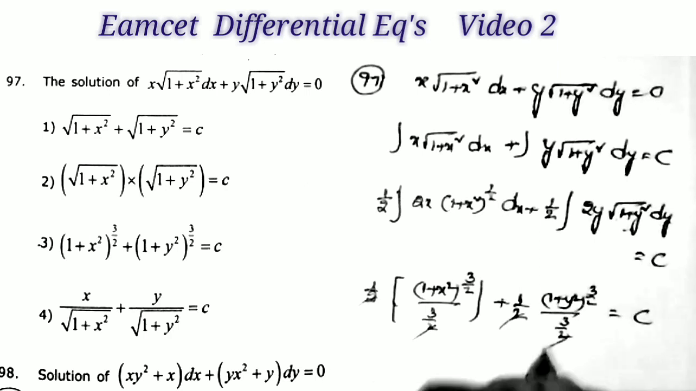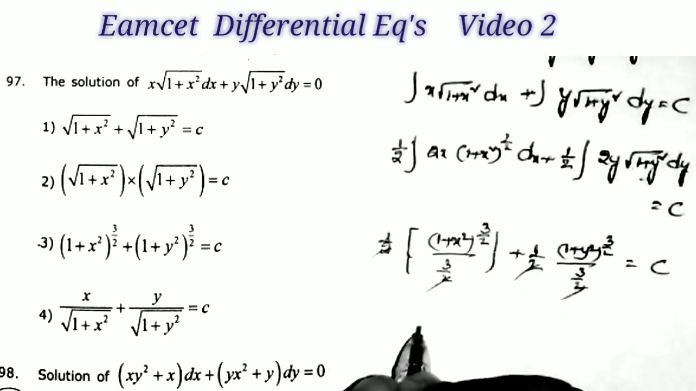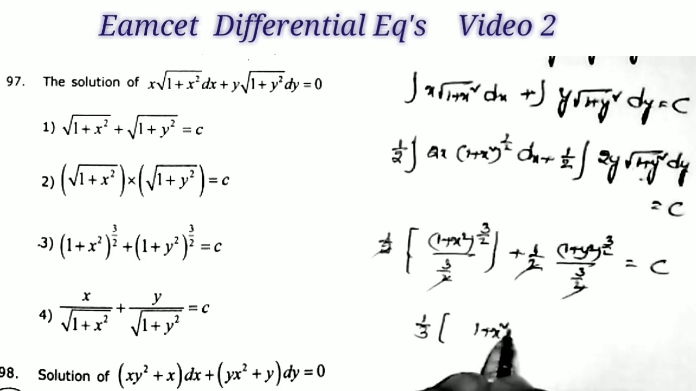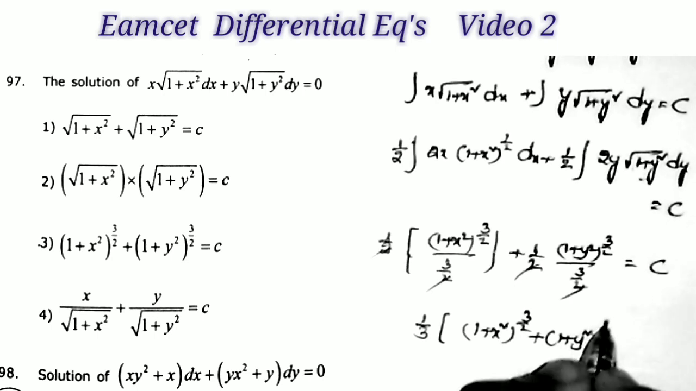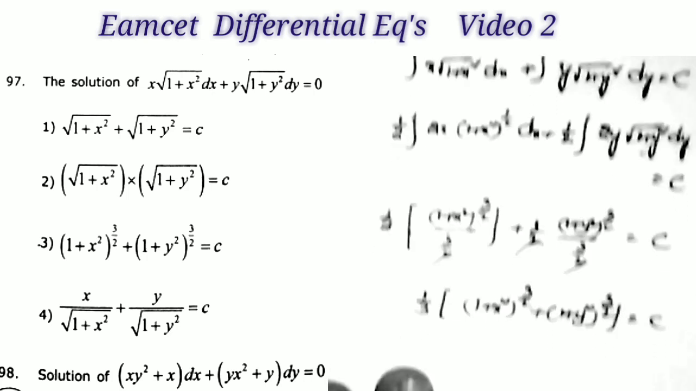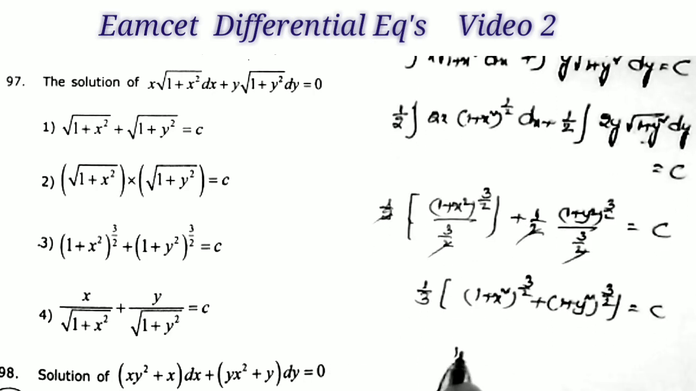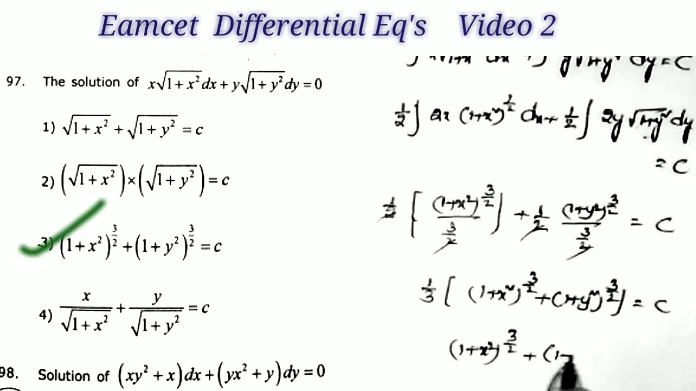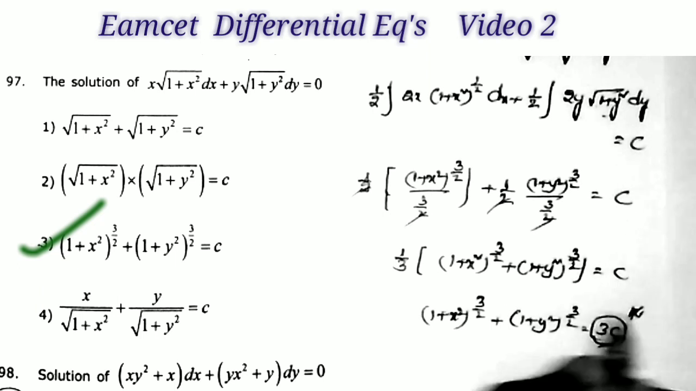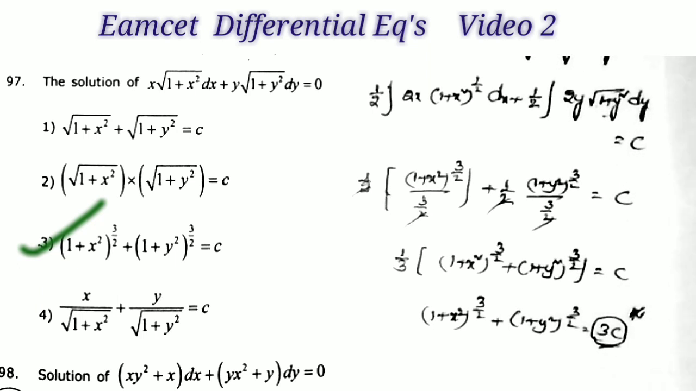So the answer is, here 1 by 3 is the common constant. Taking the constant common, the remaining terms are 1 plus x square power 3 by 2 plus 1 plus y square power 3 by 2 is equal to c. Therefore the answer is 1 plus x square power 3 by 2 plus 1 plus y square power 3 by 2 is equal to, taking the cross product, 3c. So this is equal to constant k. So the answer is the third option. That's all.